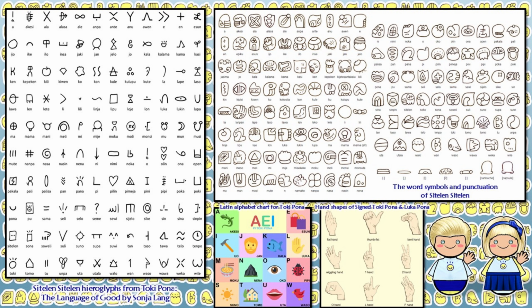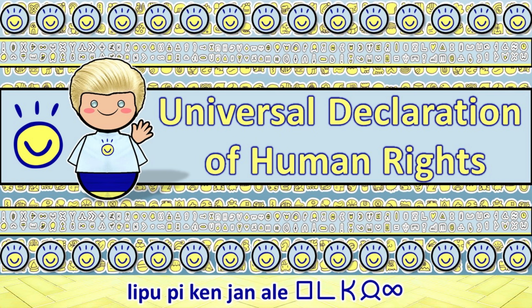It is the more widely used of the two, and Lang recommends it over Toki Pona Luka in the Toki Pona dictionary. In the next part, let's listen to the beautiful sounds of their language. The Universal Declaration of Human Rights.